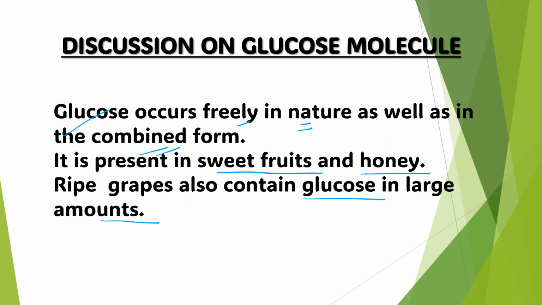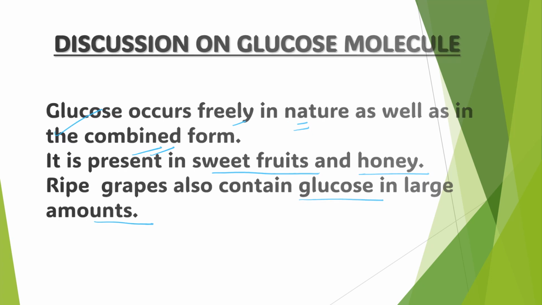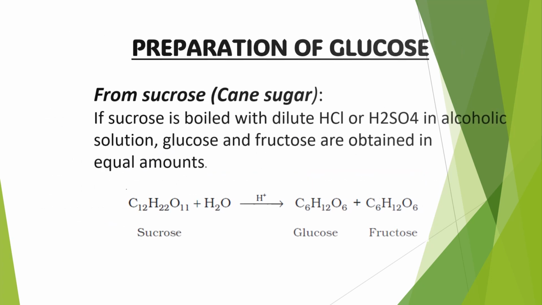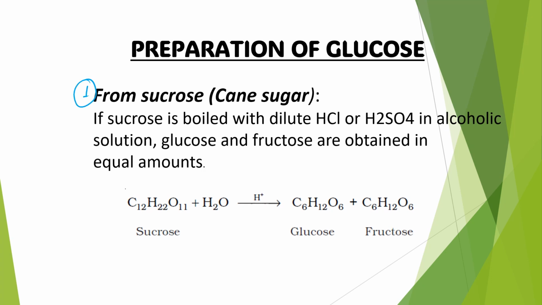So now we have to study the preparation of glucose. There are two methods for the preparation of glucose. First is the lab method. In that method, sucrose is boiled with dilute HCl or H2SO4 in alcoholic solution. Glucose and fructose are obtained in equal amount.